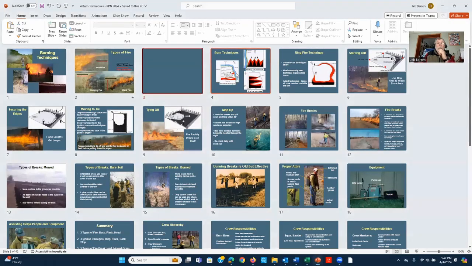All right. So now basically most fires that we implement involve in one way or another most of those types of fire. They'll involve backing fires and flanking fires and head fires, but to differing degrees. The most integrated of all fire strategies or ignition techniques is the ring fire technique. And we'll start that first, but we'll talk about a couple of other techniques first.